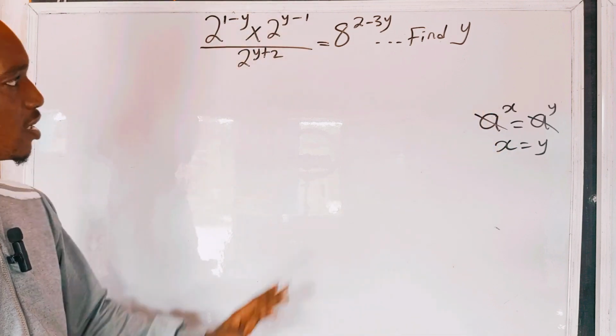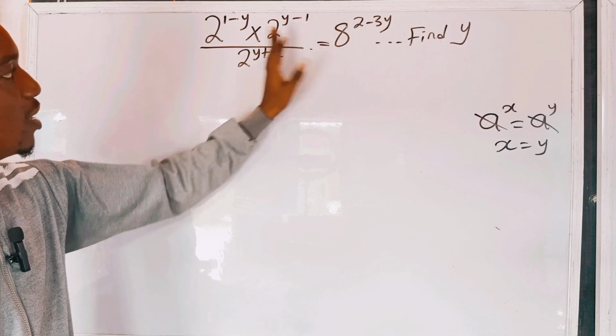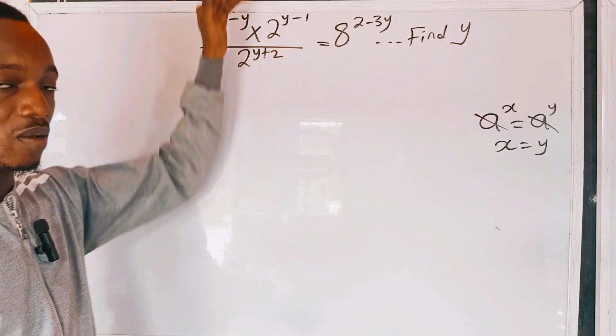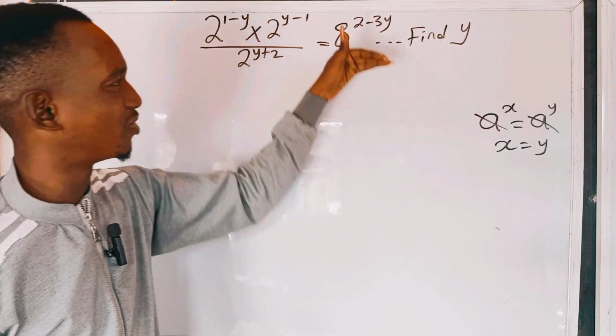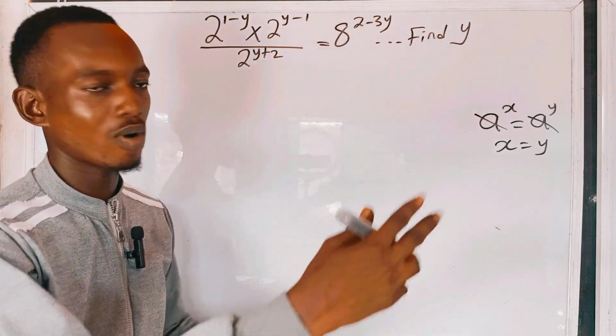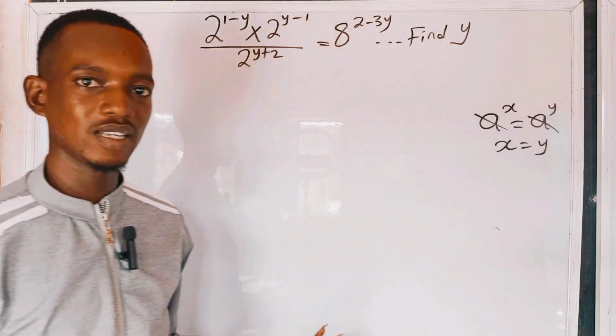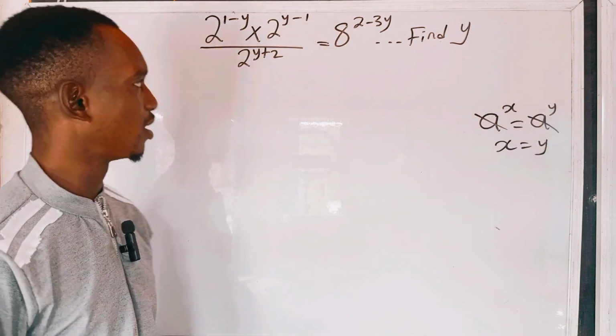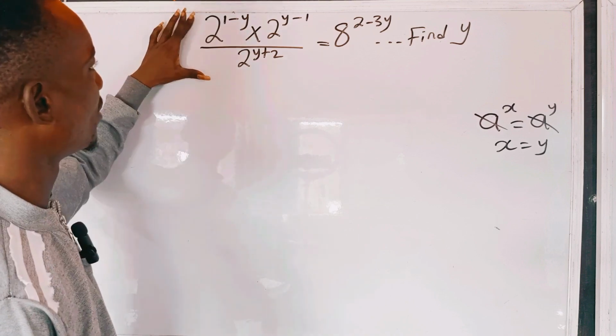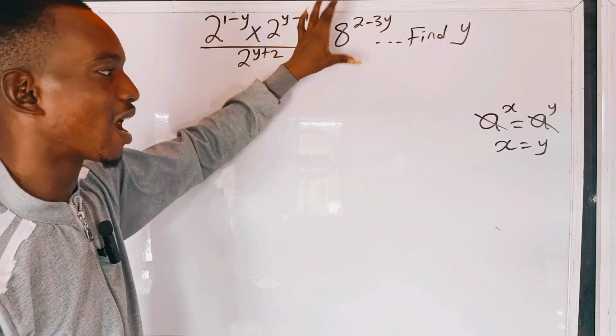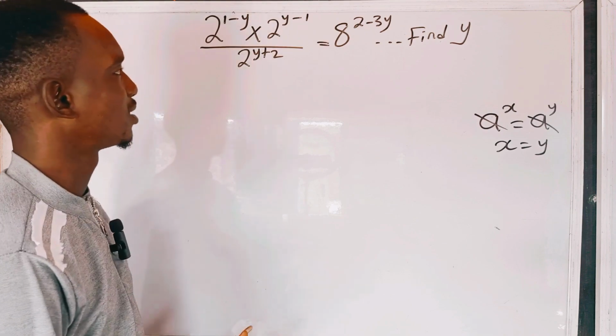So what we're going to do is make the left hand side have one single base and a power. Then the right hand side also has that same base and another power. So we can just equate their powers like this. That's the simple idea we're going to use. So how can we now make this here have the same base as this? They're not even looking similar, okay?